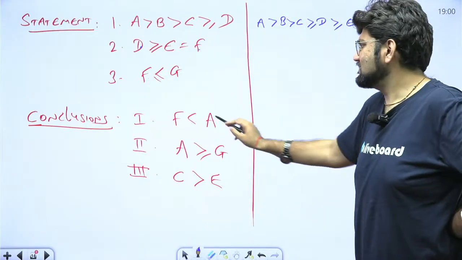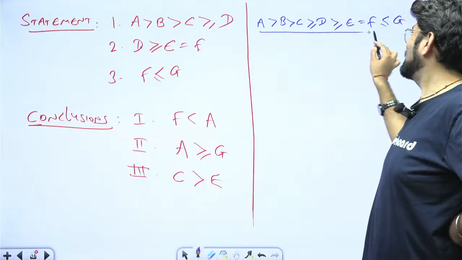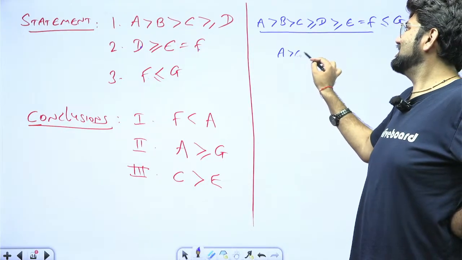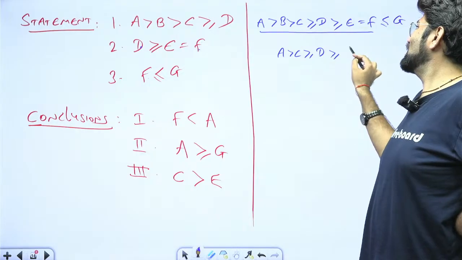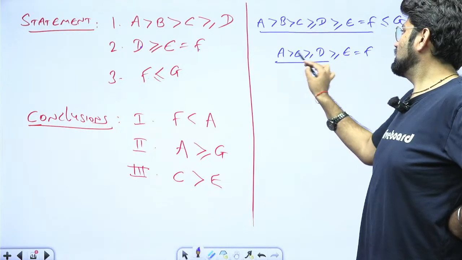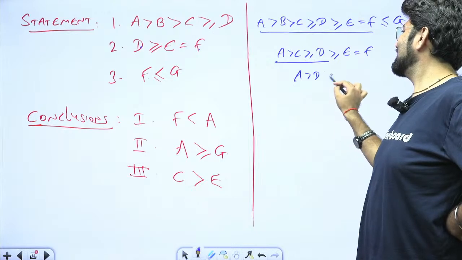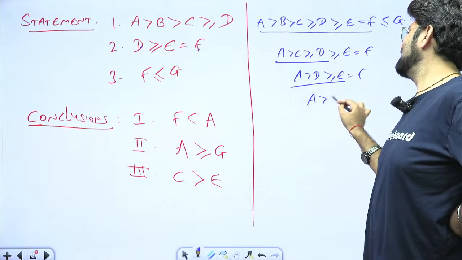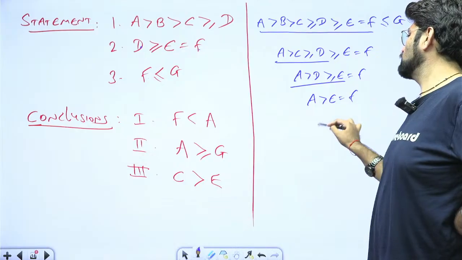Same. F is less than A. So A and F I have to join now. So A greater than B greater than C. So I will say A is greater than C, greater than equal to D, greater than equal to E, equal to F. Okay. Next I will say A is greater than D, greater than equal to E, F. Next I will say A is greater than E, equal to F. I'll drop the equal to, so I'll say A is greater than F.